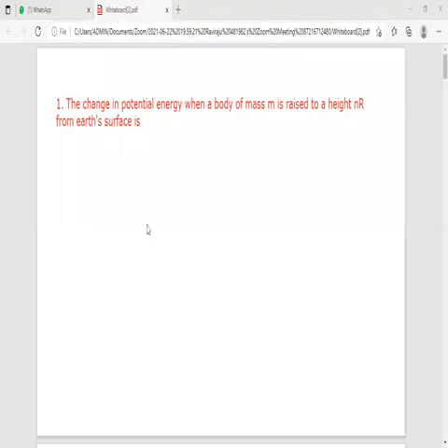The change in potential energy when a body of mass m is raised to a height nR from Earth's surface. Let me consider here this is the shape of Earth. Initially we have taken some particular body on the surface of Earth, and we have to raise the body to a height of nR from the surface of Earth. So this is nR, and all of us know that this is R only.